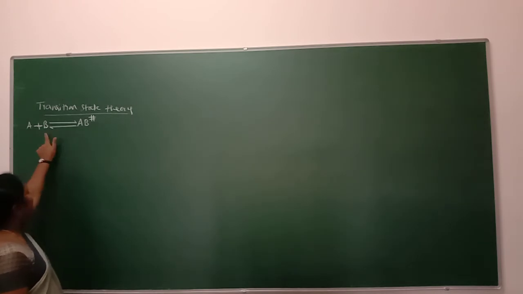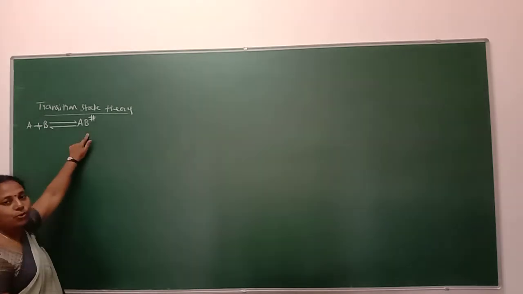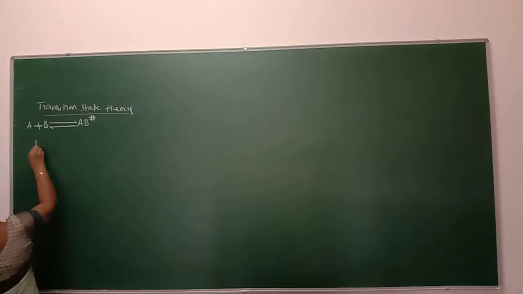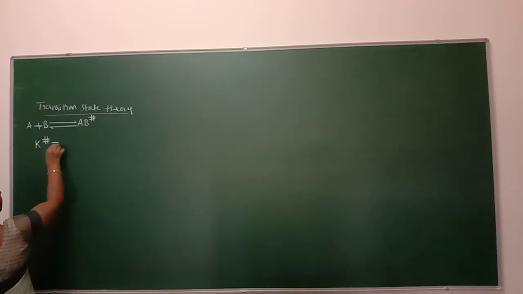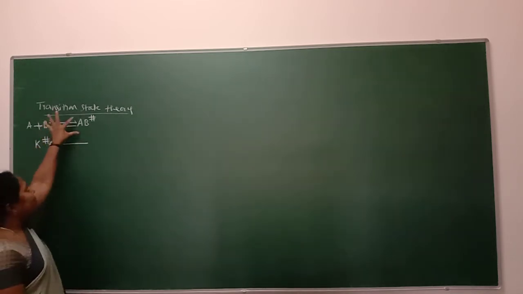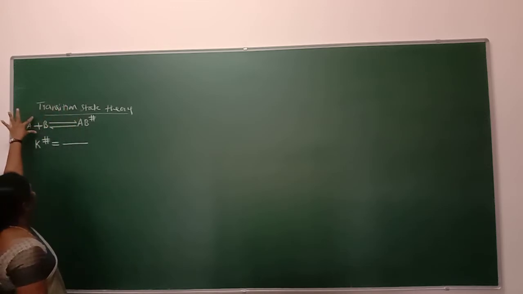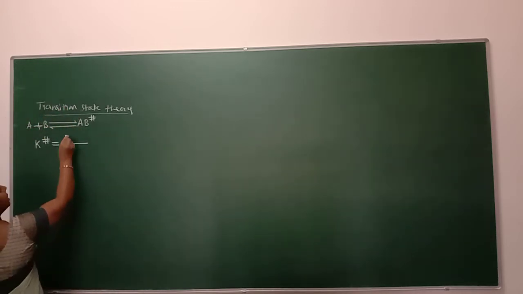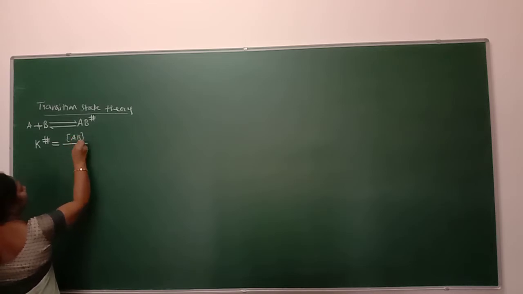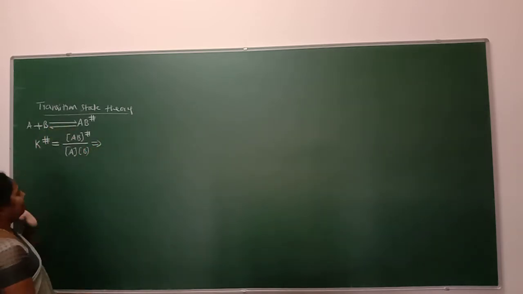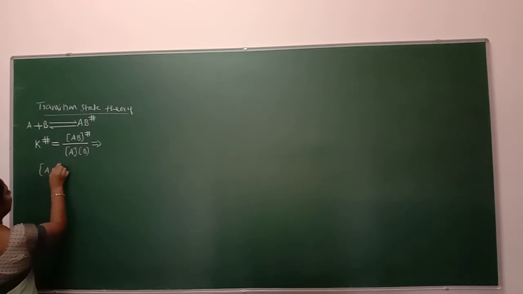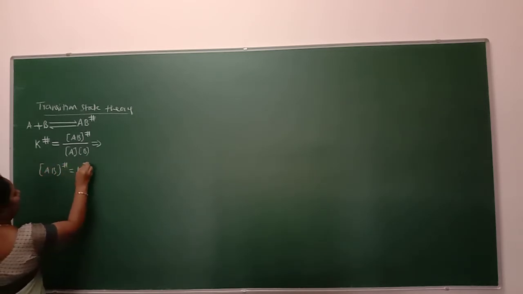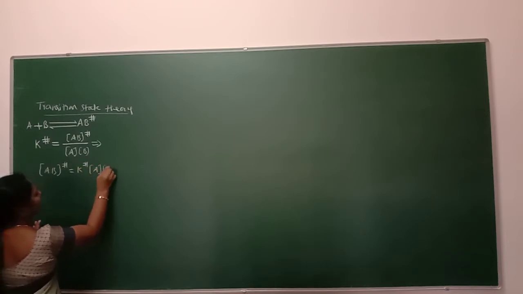Because of the existence of equilibrium between the reactants and the products, we are going to write the equilibrium constant. So K hash can be taken as the equilibrium constant, which is given by the ratio of the molar concentration of the products to the molar concentration of the reactants. That is, concentration of AB hash to concentration of A into concentration of B. So concentration of AB hash is equal to K hash into concentration of A into concentration of B.